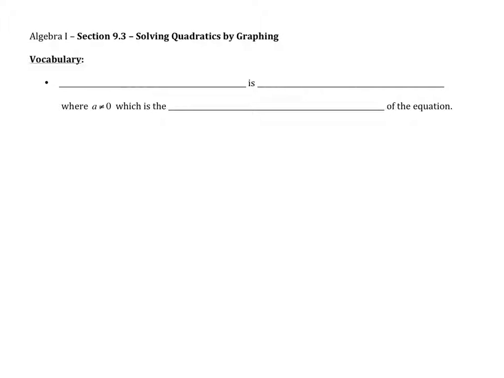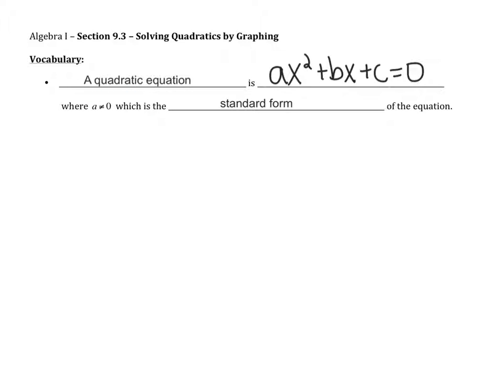So just as a reminder, a quadratic equation is ax squared plus bx plus c equals 0, where a cannot equal 0, because if a equaled 0, that would make the x squared go away in our equation, which would make it not quadratic anymore. That is the standard form of the equation. So we're going to be looking at all of the equations in standard form, ax squared plus bx plus c, just like we've done so far in this chapter.